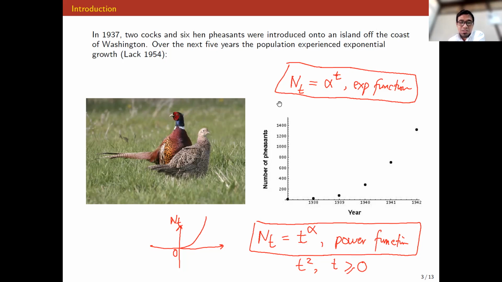Can you make a difference between the exponential function and the power function? In the popular exponential function, it is related with e. So our alpha is e here, so we will have e to the power of t. This is the popular expression for exponential functions. But in general, this is just a number.